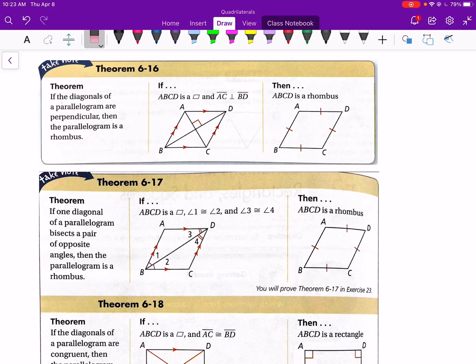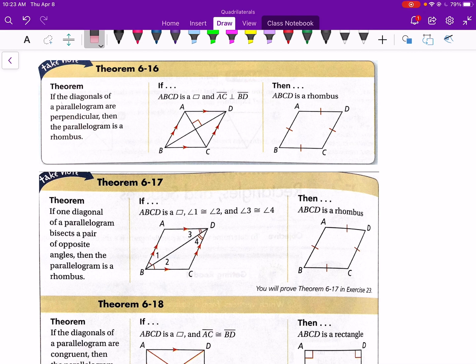So yesterday we learned 3 properties of special parallelograms, so that's the rhombus, rectangle, and square. Today we are building off of that, and we have 3 theorems to prove that something is a rhombus, rectangle, or square. These are very similar to what we did yesterday, but the if and then statements are flipped.